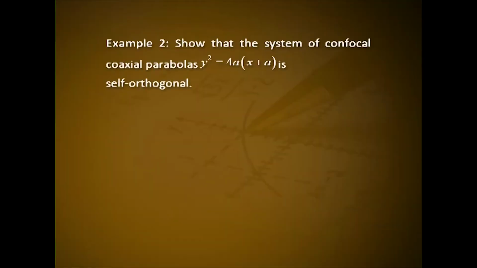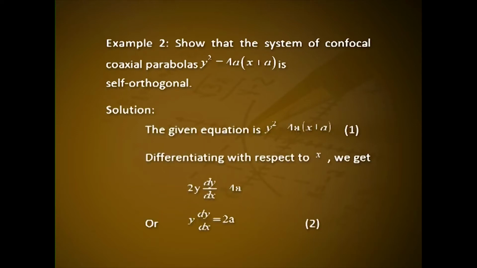Note: if the differential equation of the orthogonal trajectories is same as the differential equation of the given family, we can conclude that the two families are self-orthogonal. Example 2. Show that the system of confocal coaxial parabolas y square is equal to 4a into x plus a is self-orthogonal. The given equation is y square is equal to 4a into x plus a.